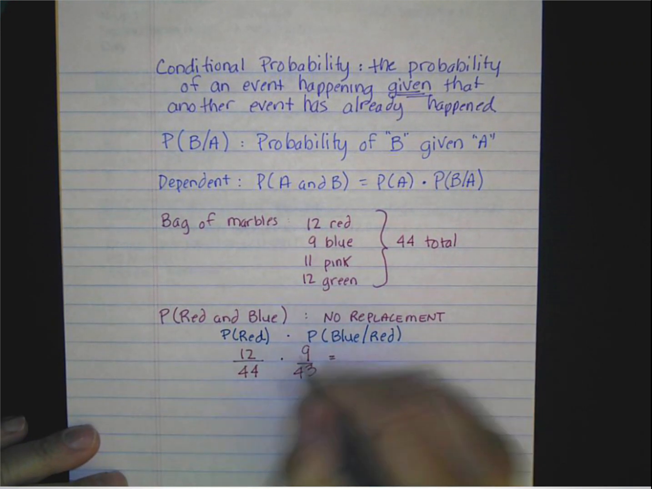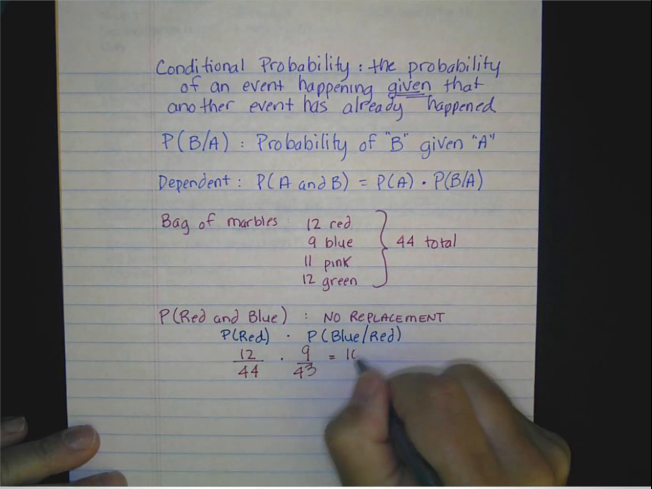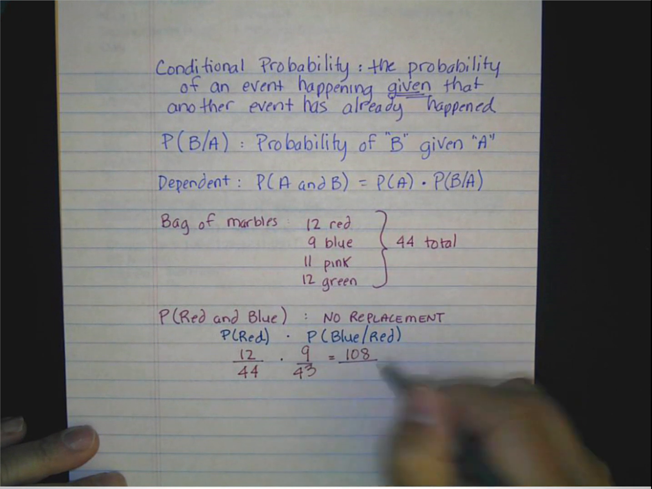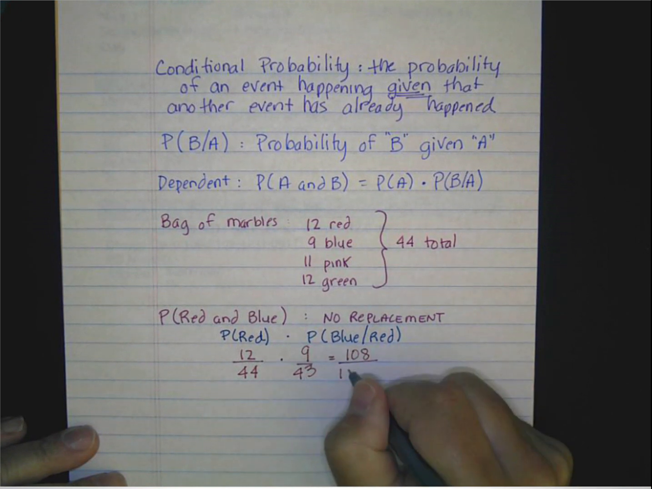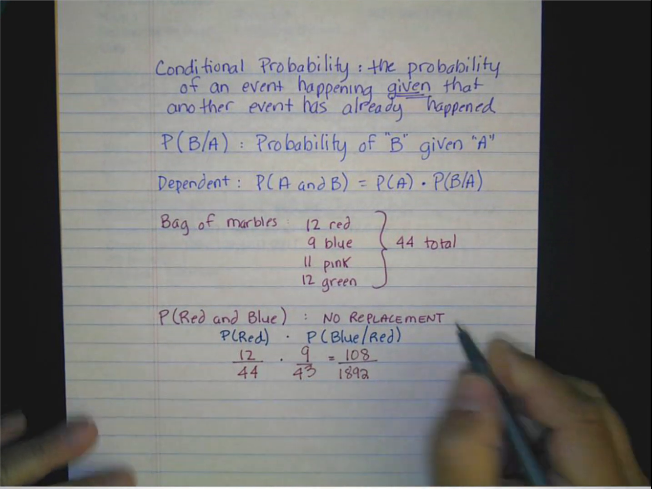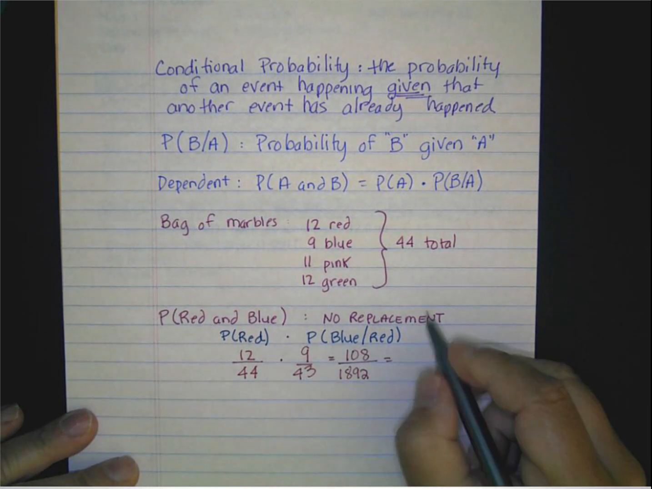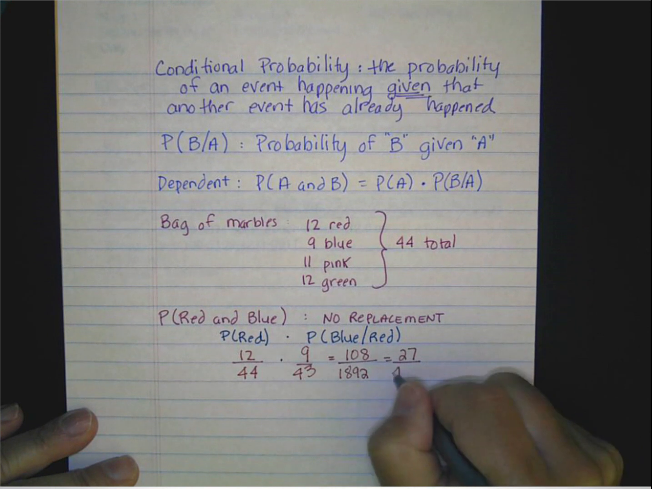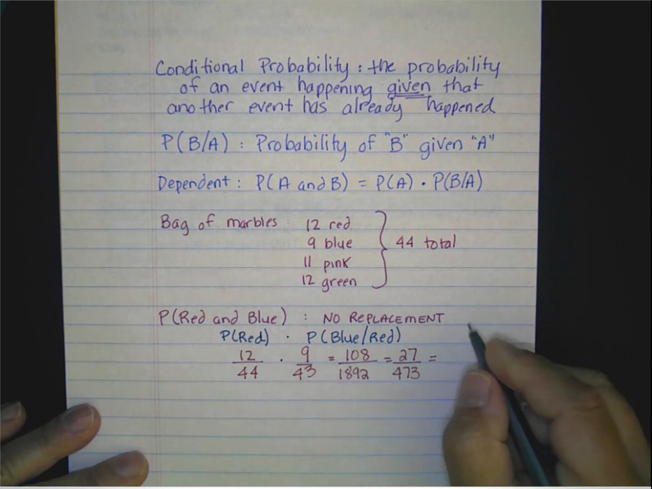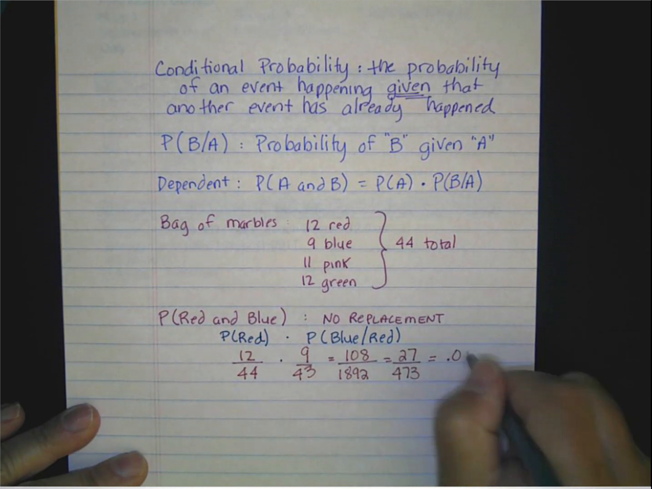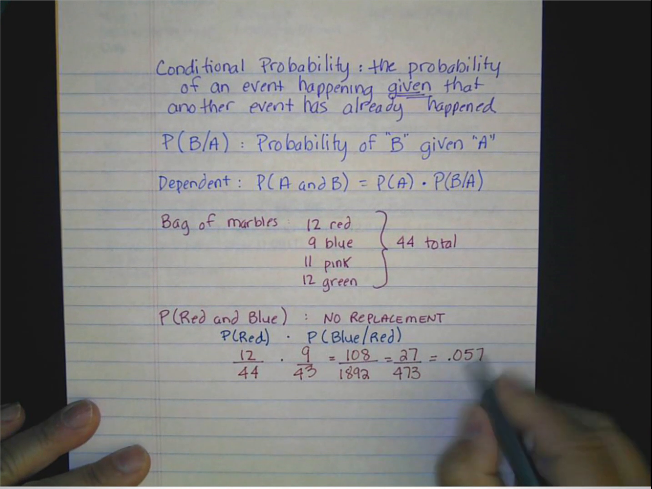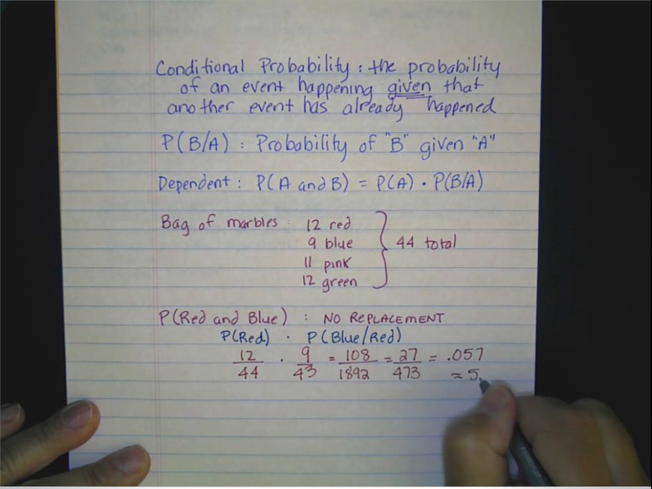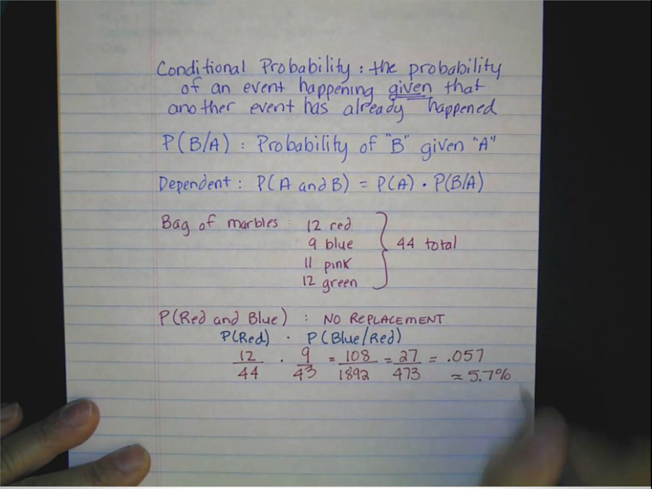Okay, so then we do our math. You can do shortcuts, whatever you want to do. Some of you don't like to simplify first, so that would be 108 over 1892. Reduce that, use your calculator, whatever. Or it might ask you just for a decimal answer, so that would be 0.057, or roughly 5.7%.